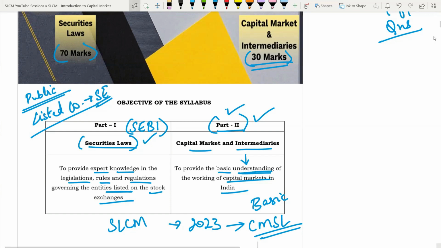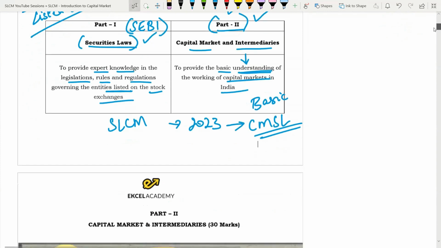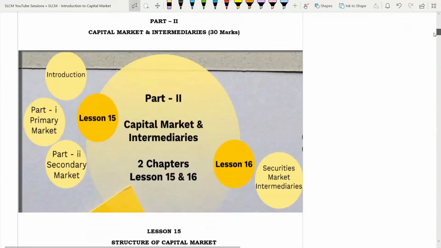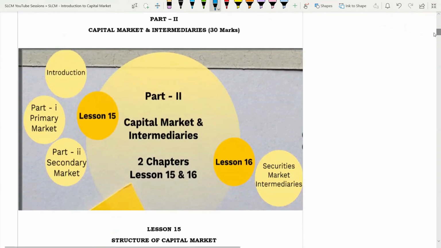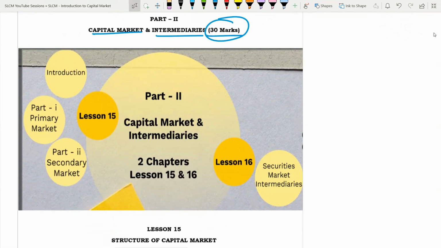So with this basic, let's go ahead and see how this Part 2 has been divided. The entire Part 2, that is Capital Market and Intermediaries, has been allotted 30 marks. This entire 30 marks is split over 2 chapters, Chapter number 15 and Chapter number 16. So this area is the scoring area. Okay, in SLCM, you can easily score 20 to 25 marks here if you are well versed and thorough with each and every concept that has been asked here. So Part B is extremely scoring if you focus well on the topics.